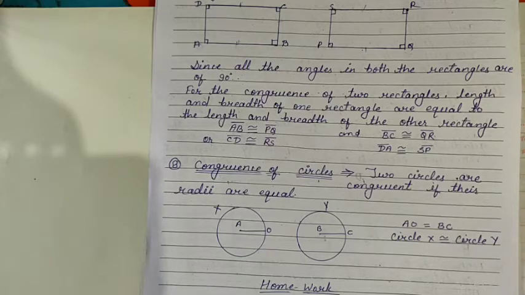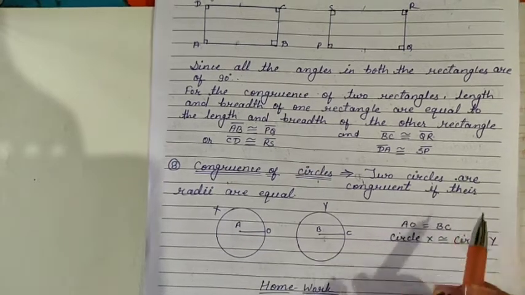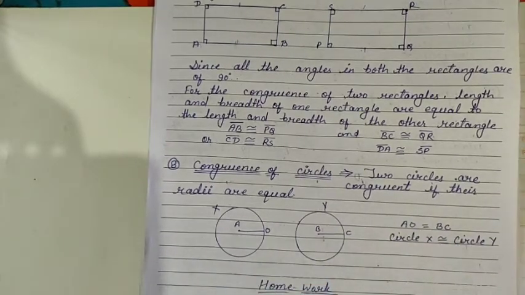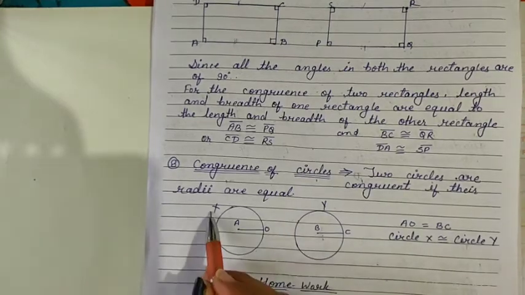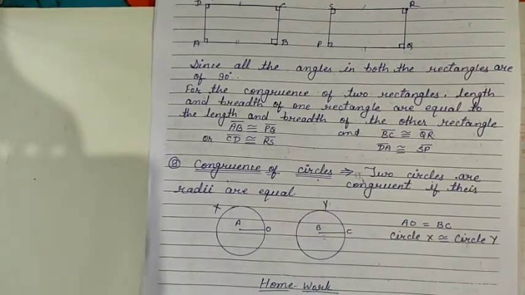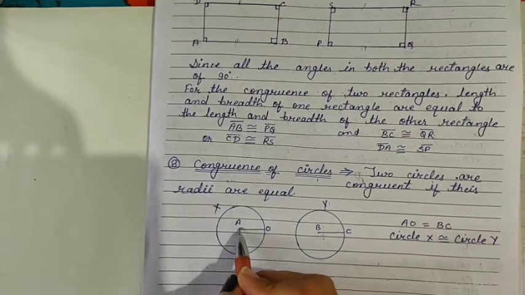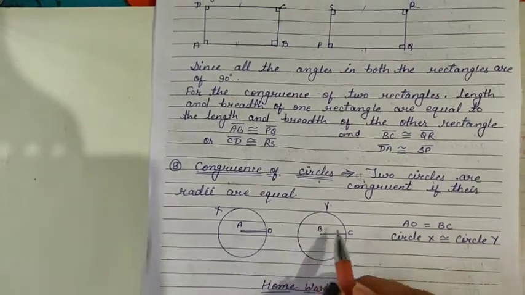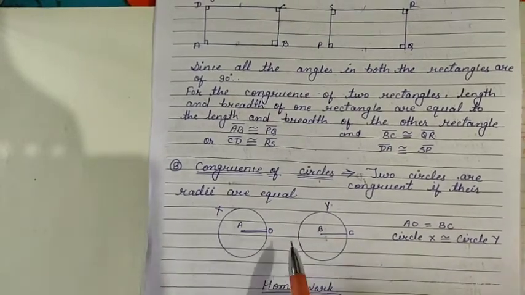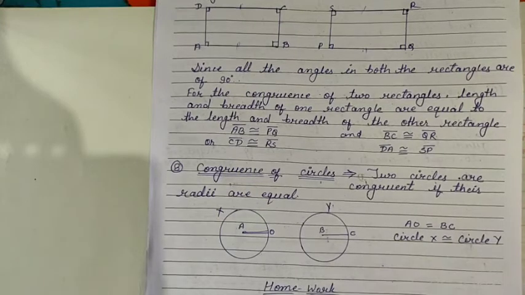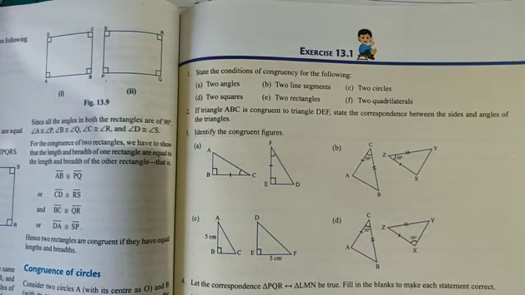Now congruency of circles. Two circles are congruent if their radii are equal. This is a circle X, let this be Y. If these two radii AO is equal to BC, then circle X is congruent to circle Y. Okay students, so these are the conditions of congruence. Students, now you can do your exercise 13.1 easily.